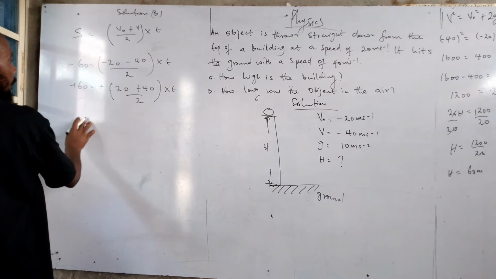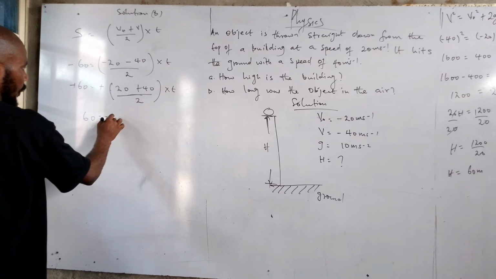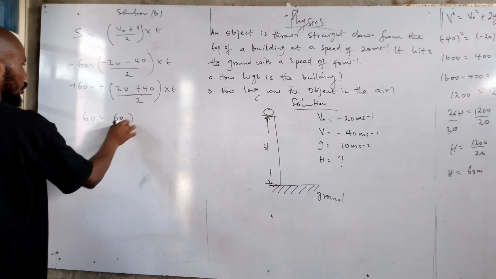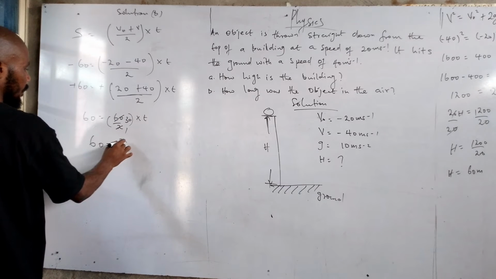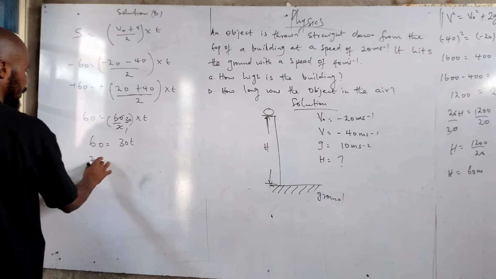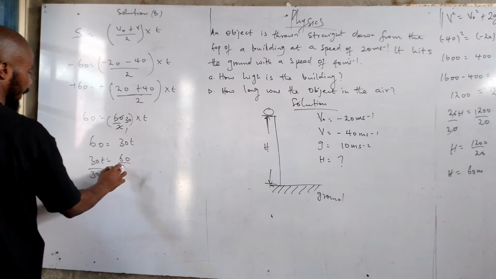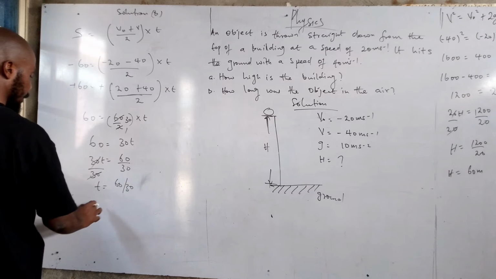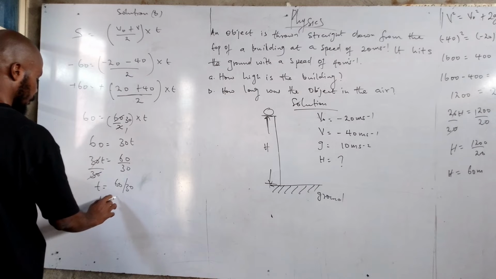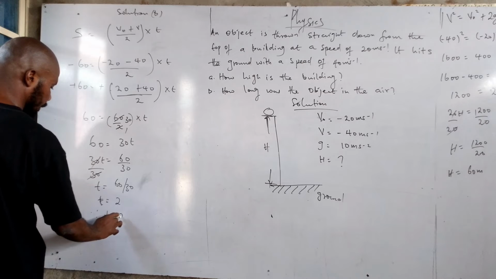T. The minus will cancel our minus. So we'll now have 60 is equal to 20 plus 40, which will give us 60 over 2, times T. 2 into 60 is 30. So 60 is equal to 30T. I'm looking for the time the object spent in the air. Divide both sides by 30. Cancel. T is equal to 60 over 30. 60 over 30 will give us 2. Therefore, the time the object spent in the air is 2 seconds.